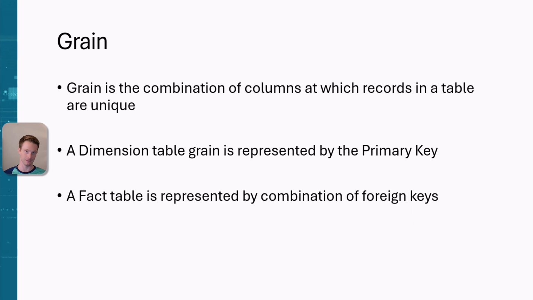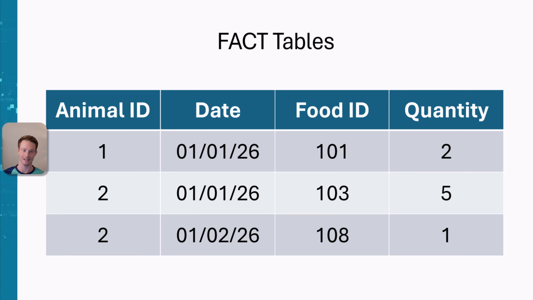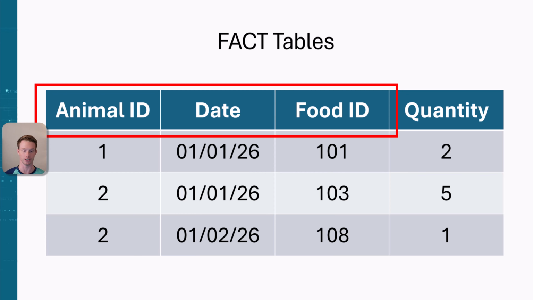Now, in a fact table, especially when we're doing star schema, we often won't have a primary key. So the grain for a fact table is really just represented by the combination of foreign keys. In this fact table, we have our animals, a date, a type of food, and the quantity. So we're measuring how much and when we fed our animals. Now, the grain of this will be the combination of the foreign keys.